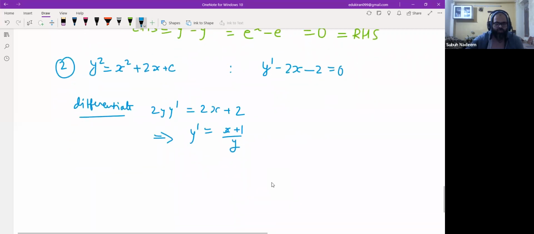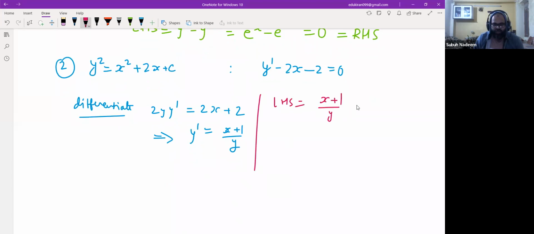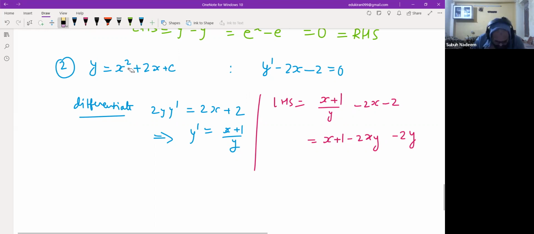Now you will come to the differential equation. The left hand side of the differential equation is y dash minus 2x minus 2. So it will be x plus 1 by y minus 2x minus 2. We'll write it as x plus 1 minus 2xy minus 2y. Now, have we done it correctly? Oh, sorry, I have done it wrongly. The question was y, not y square. So y is equal to x square plus 2x plus c. I noted it wrongly.